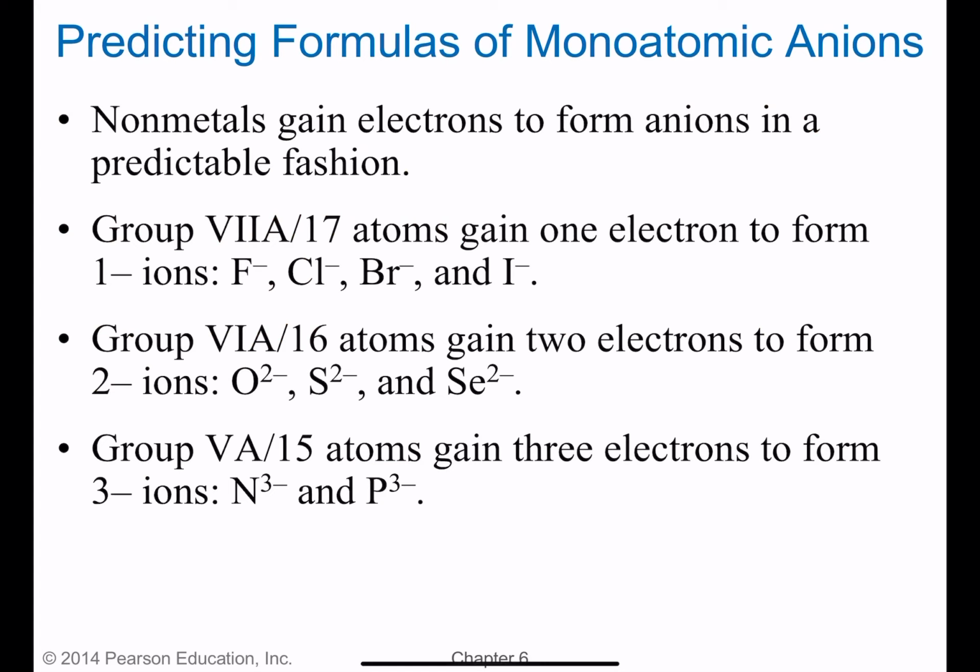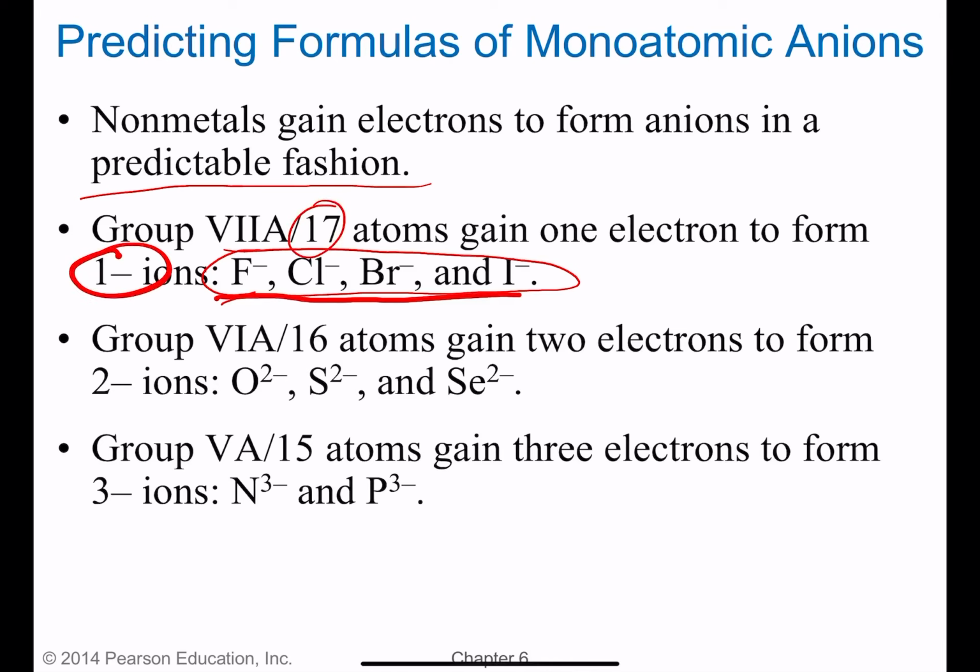Nonmetals gain electrons to form anions in a predictable fashion. So that's good to hear. So these are all the halogens, for example. Those are all going to be -1. And recall the reason for that is because if a halogen, like fluorine, gains one single electron, then it will have a complete outer shell, and we say it's more stable. So that's why the halogens gain just a single electron. So you know that all of those elements in group 17, those halogens, they're always going to be 1-.